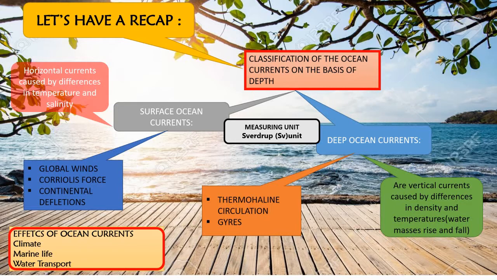Gyres. These are the circular patterns of movement of ocean currents which give rise to certain peculiar features in the ocean. They are called gyres. A gyre is a natural phenomenon, essentially like a massive whirlpool or a vortex in the ocean, coupled with currents and prevailing winds. We also learned the effects of ocean currents on climate, marine life and water transport.